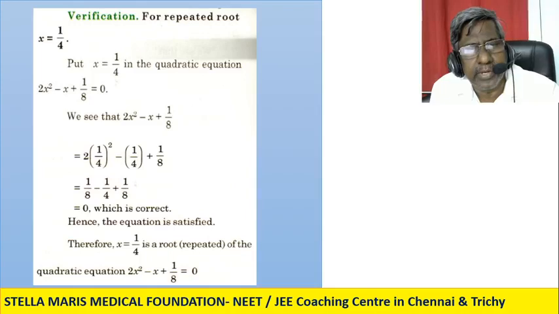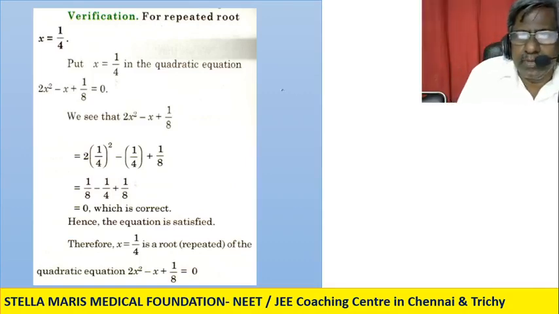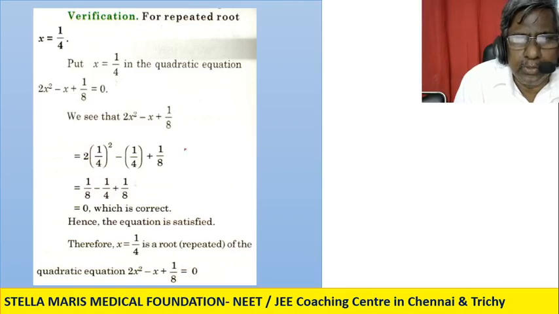2 into 1 by 4 whole square minus 1 by 4 plus 1 by 8. So 1 by 4 whole square will be 1 by 16. See how it becomes here. See this step: it will be 2 into 1 by 16 minus 1 by 4 plus 1 by 8. This 2 will get cancelled with the 16, it will be 8. So it will be 1 by 8 minus 1 by 4 plus 1 by 8.